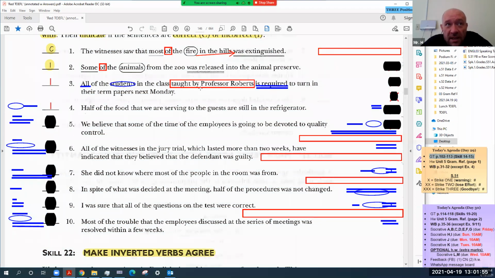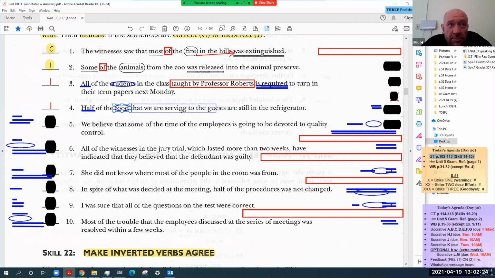So where's the mistake then? Do you see the mistake? This should be R. Exactly. You want to change it to R. Okay. How about number 4? Subject. Half. Okay. And the circle. The food. Good. And the verb. Are serving and R.